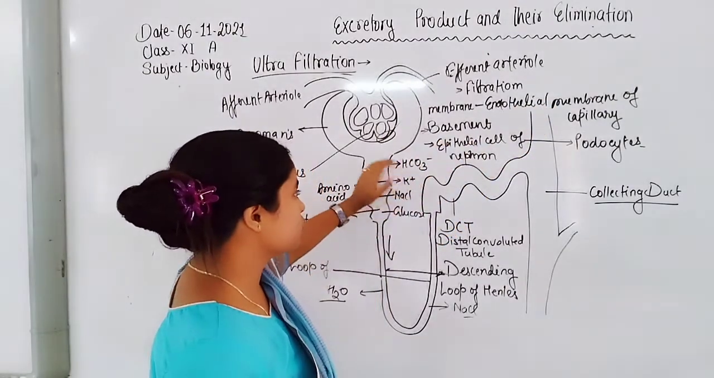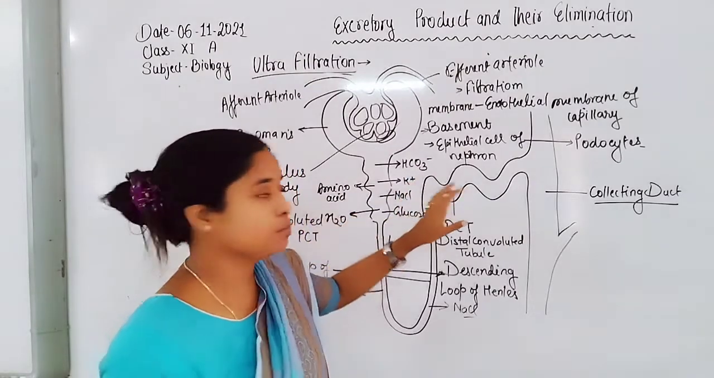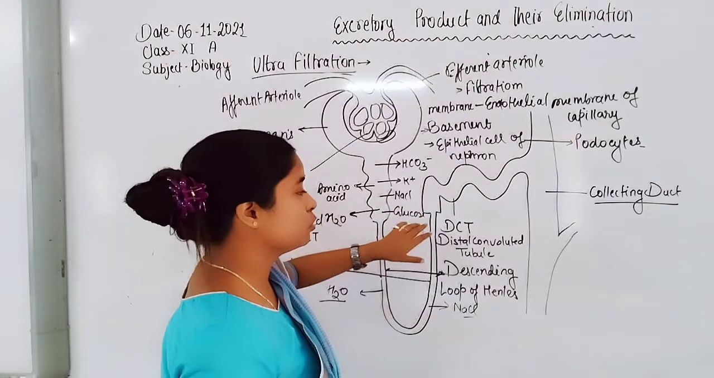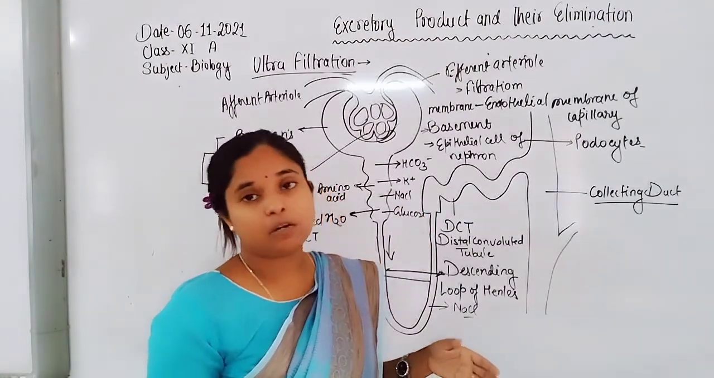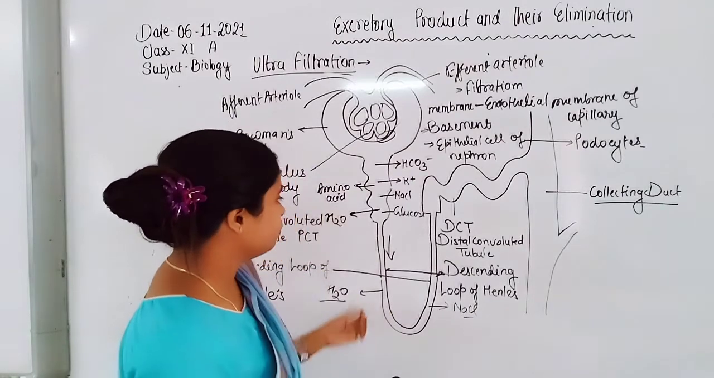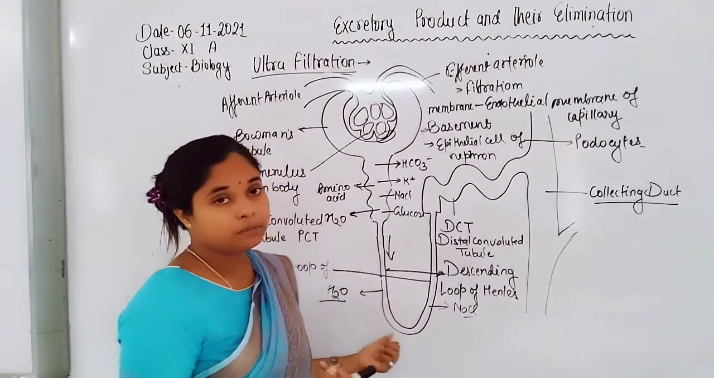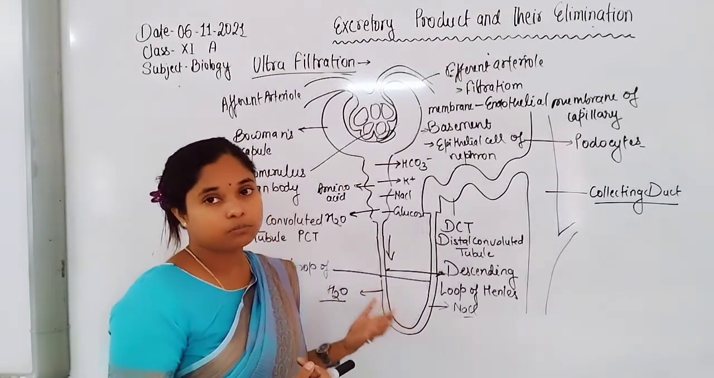Now all the constituents of blood are transferred into the PCT, the proximal convoluted tubule, where the bicarbonate ion, sodium chloride, glucose, and potassium ion are all reabsorbed, and then the filtrate transfers into the loop of Henle. The descending part of the loop of Henle is permeable for water only, not for sodium chloride.